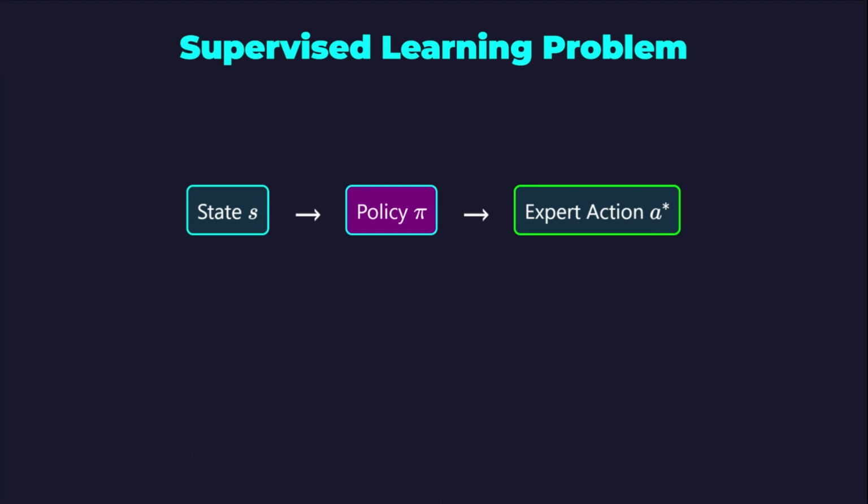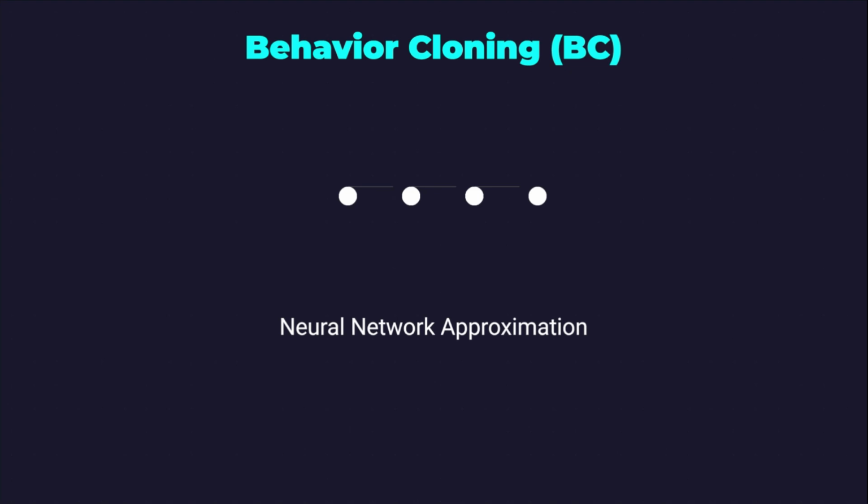This is fundamentally a supervised learning problem, treating the expert actions as ground truth labels for observed states. This approach is highly effective for tasks where defining a dense reward function is intractable, such as complex human-like manipulation or precise driving maneuvers. The simplest and most widely used form of imitation learning is behavior cloning.